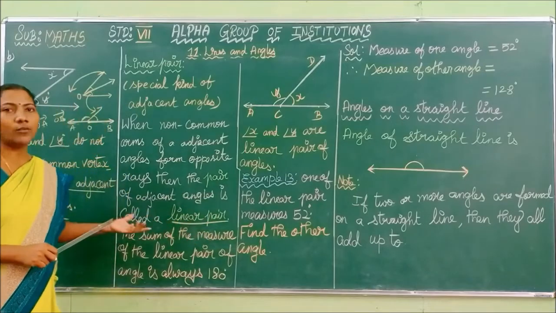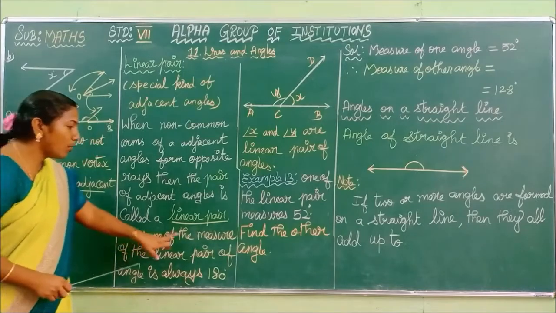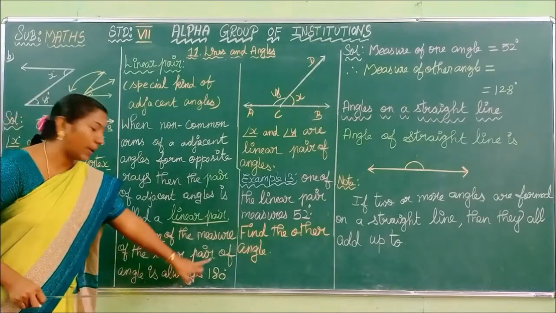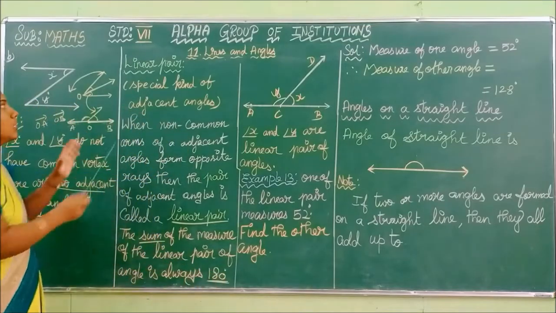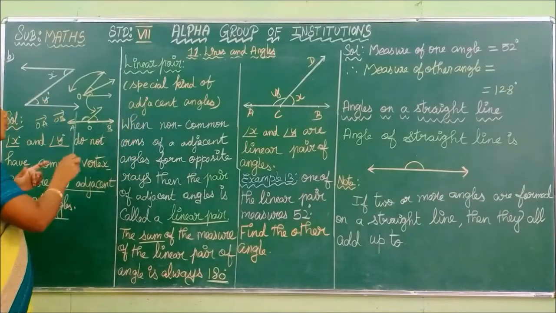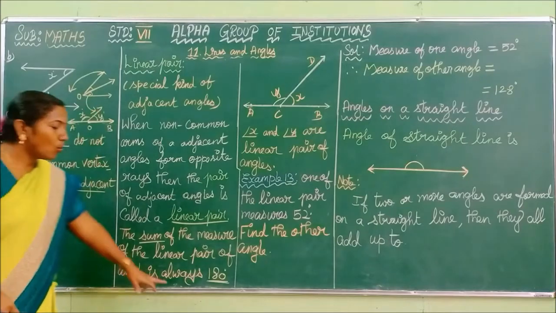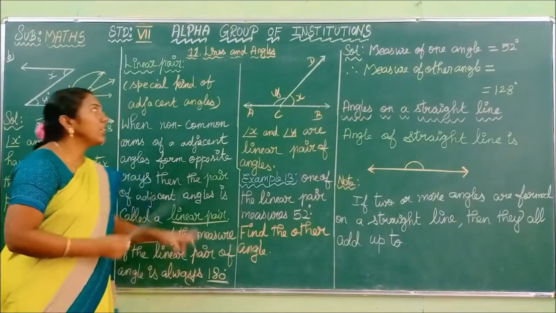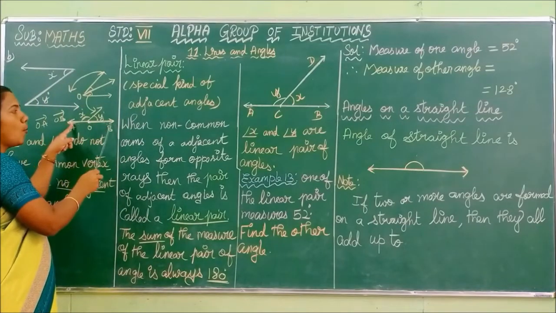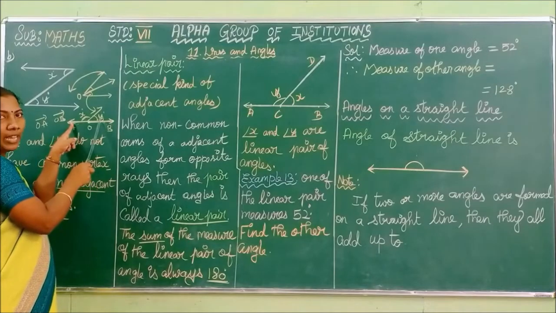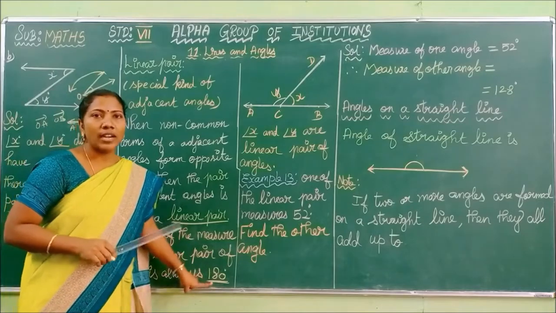Okay. What is the nature of a linear pair? Listen. The sum of, what is the sum? Add. The sum of the measures of a linear pair is always 180 degrees. So listen carefully, children. The speciality of a linear pair is, if you add the linear pair angles, you always get the sum 180 degrees. Do you understand, children? If the non-common arms of adjacent angles become two opposite rays, we get a linear pair of angles. If you add these two angles, you get the sum 180.